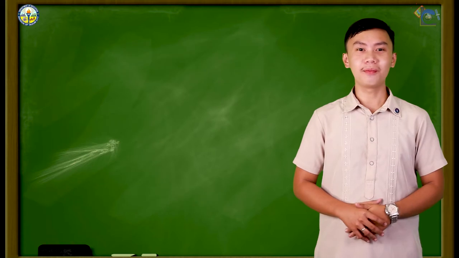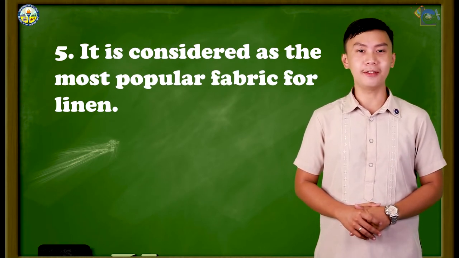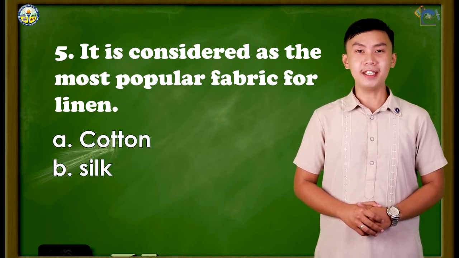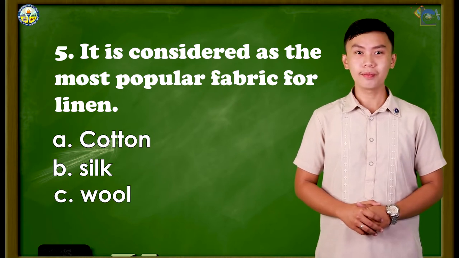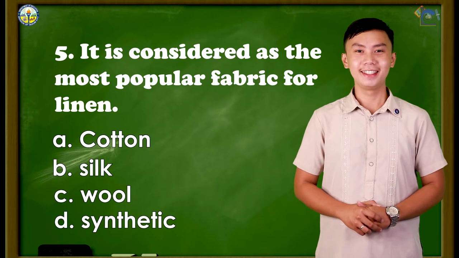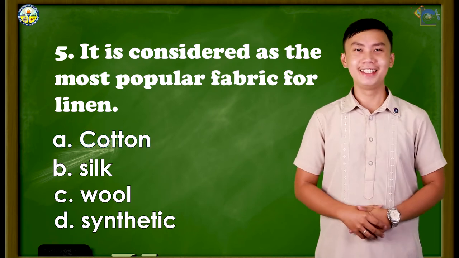Question number 5. It is considered as the most popular fabric for linen. Letter A, cotton. Letter B, silk. Letter C, wool. Or letter D, synthetic. And the correct answer is letter A.